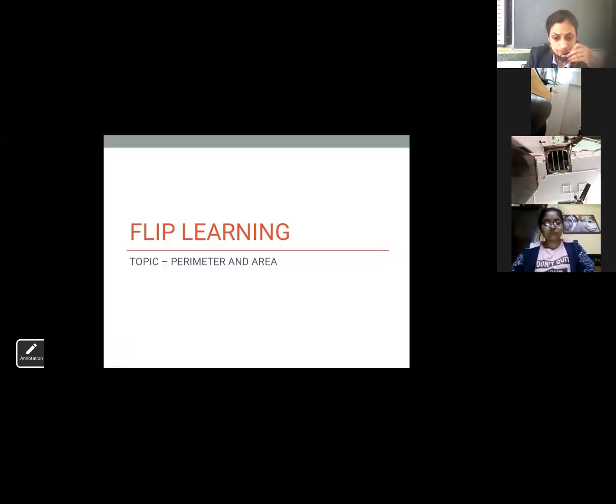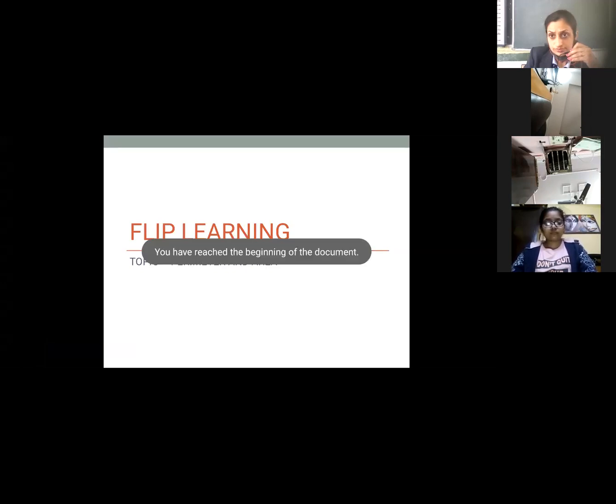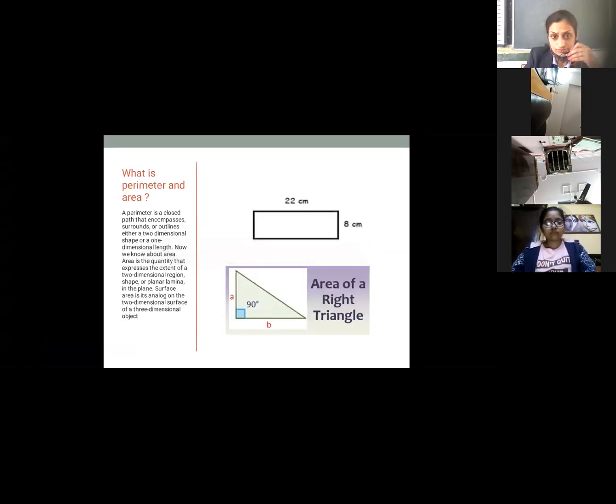My name is Divanshu Pratap Singh, and today my topic is perimeter and area. So first we have to know what is perimeter and area.